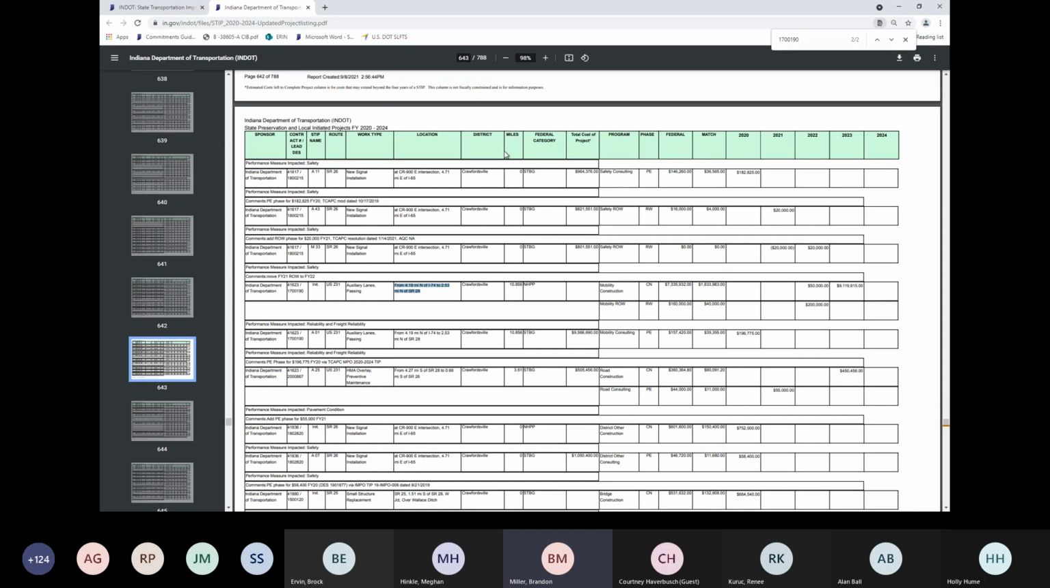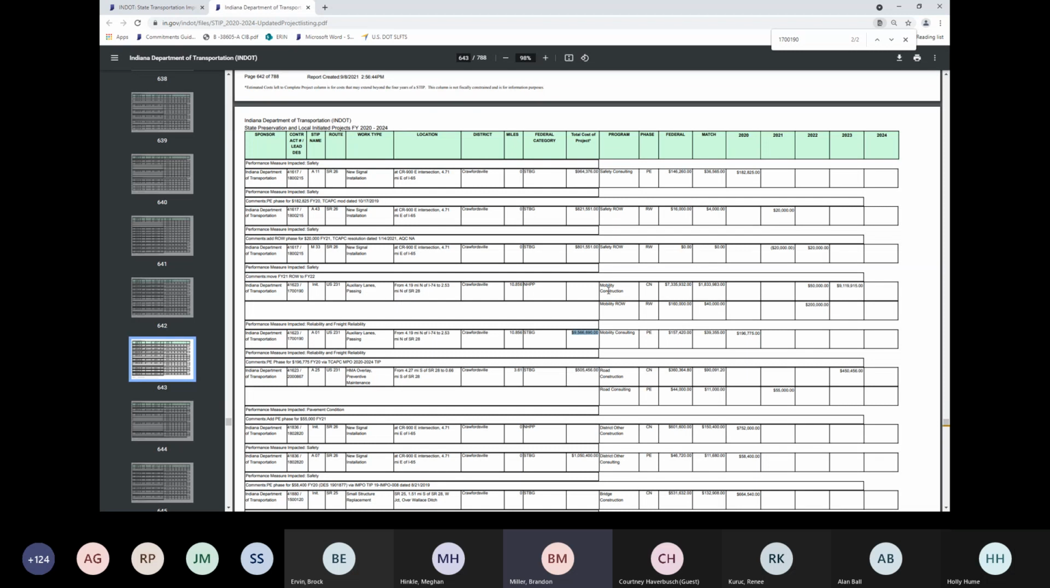It tells you what the district is, miles. I'm not going to get into federal category. Frequently, it'll say the different ones. You can type in the categories into Google or your favorite search engine and figure out what the different things mean. I'm not going to get into that. It will hopefully tell you what the total cost of the project is, which can be extremely helpful for filling out a CE1.